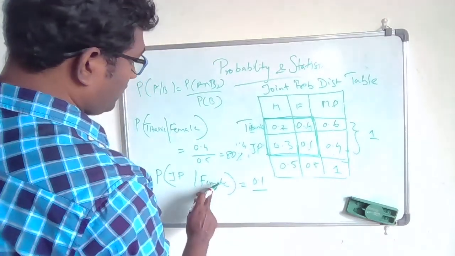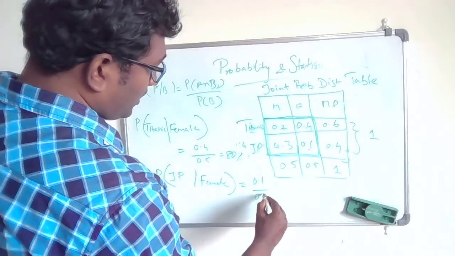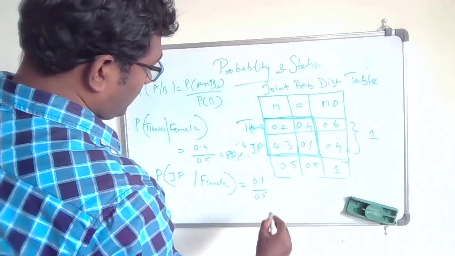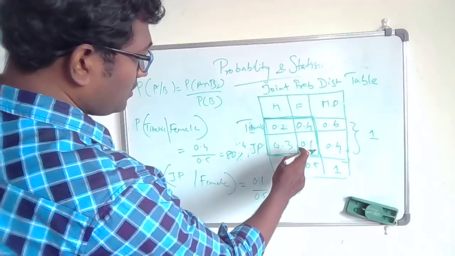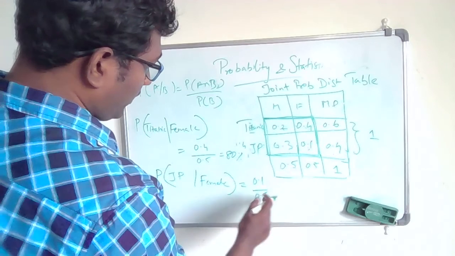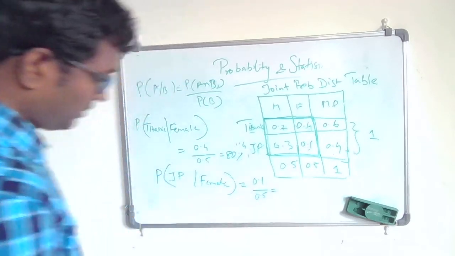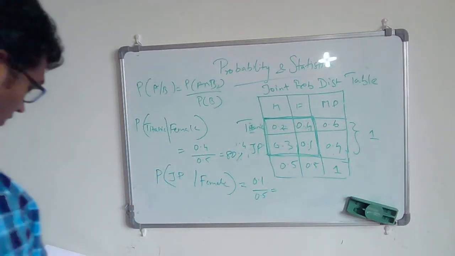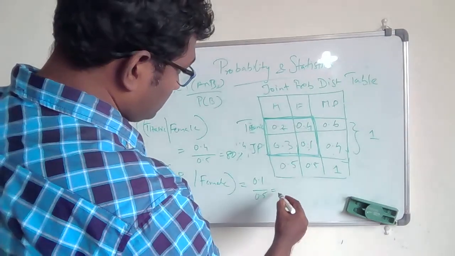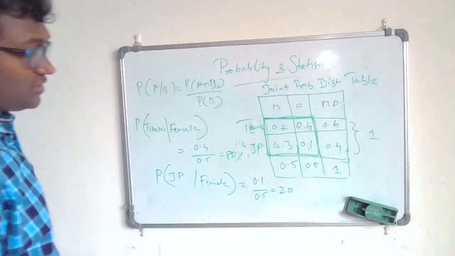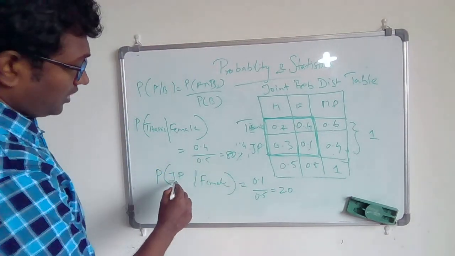And what is the probability of female? It is 0.5. So 0.1 divided by 0.5 gives a 20% chance that you will be watching Jurassic Park if you are female.